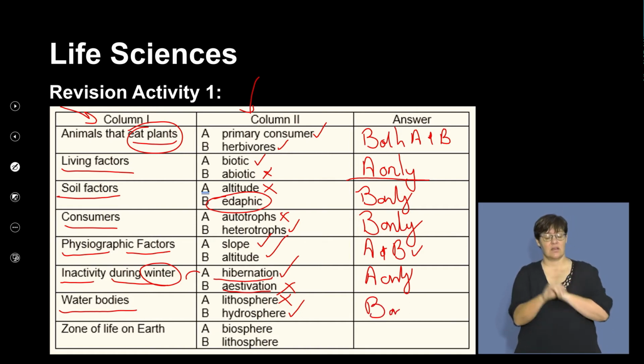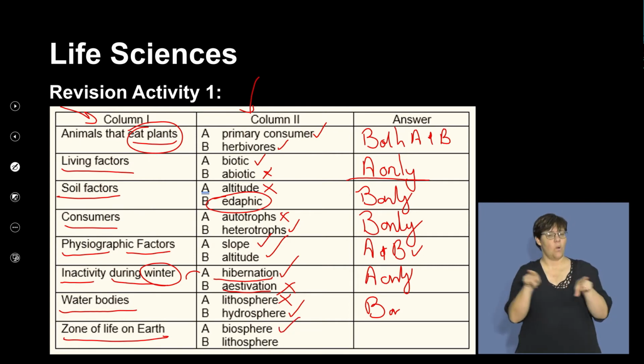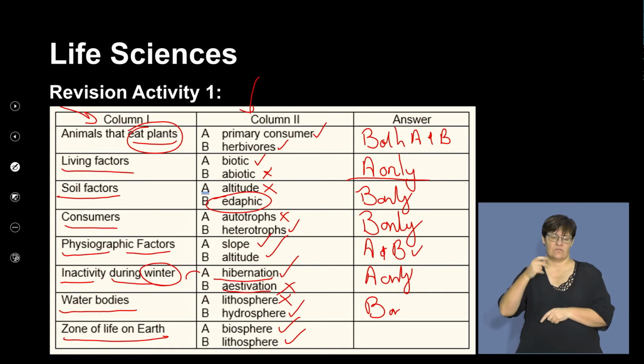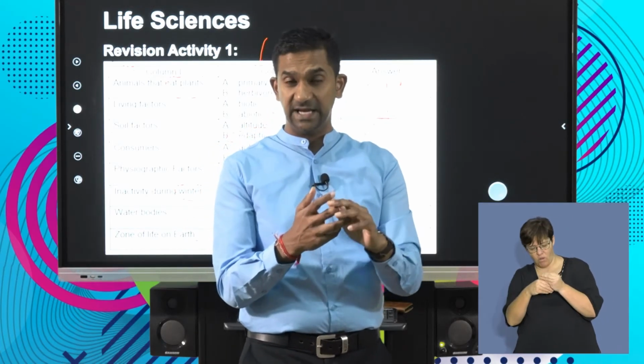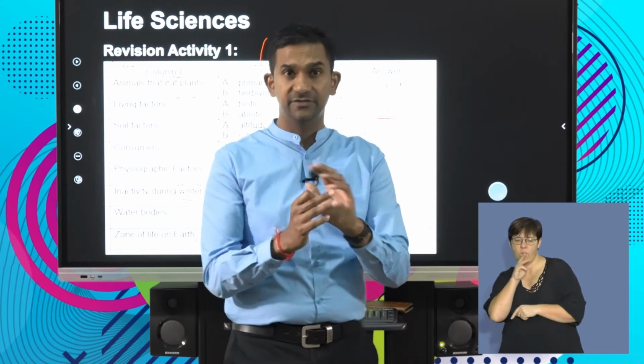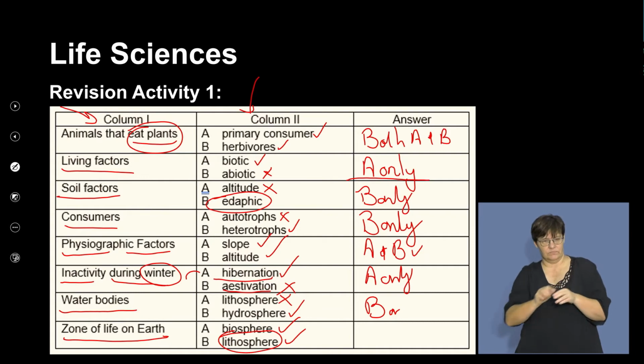And finally, the zone of life on Earth. Again, the zone of life on Earth is the biosphere as well as the lithosphere. The biosphere includes the lithosphere, hydrosphere, and the atmosphere, all of which support life. But it's important that we recognize that the lithosphere also supports life, and that again is A and B.